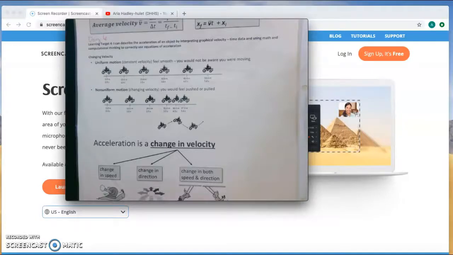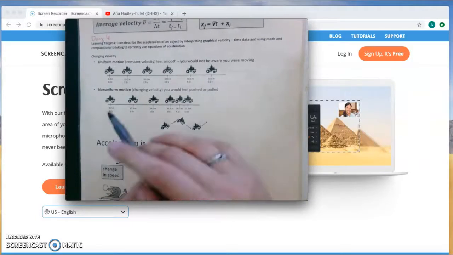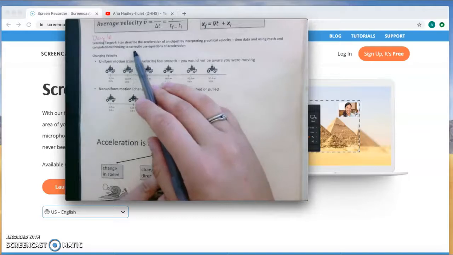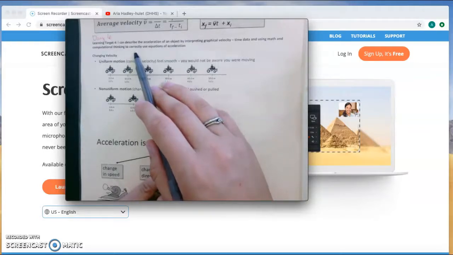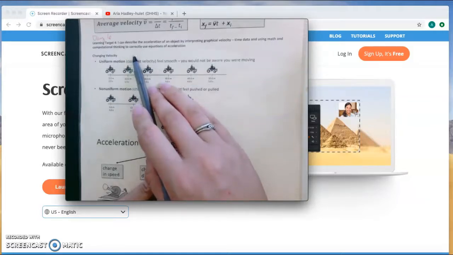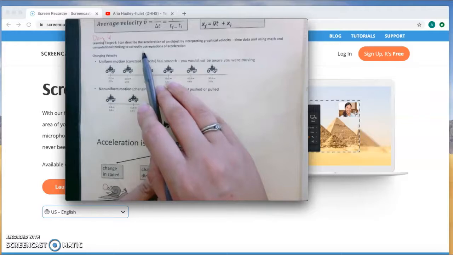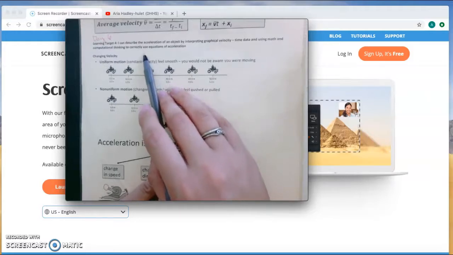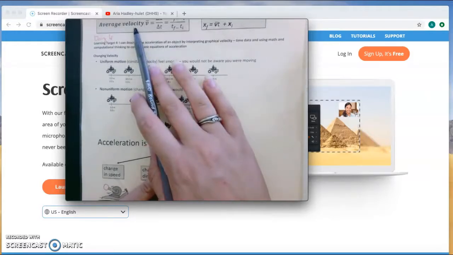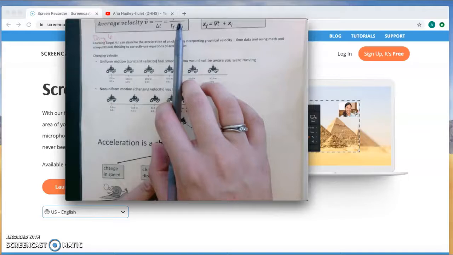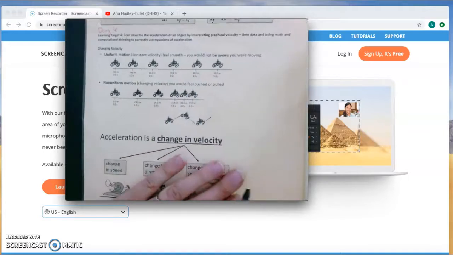Okay, hi guys. So we're starting into learning target number 4. I can describe the acceleration of an object by interpreting graphical velocity, time data using math and computational thinking to correctly use equations of acceleration. Okay, so we've been talking about velocity last time. Now, today we're going to be talking about acceleration.